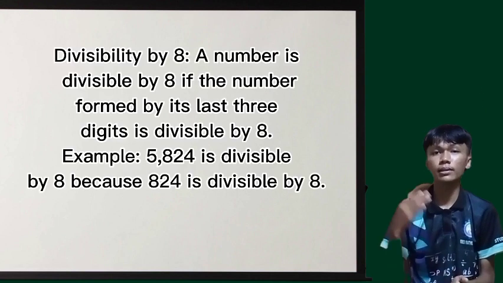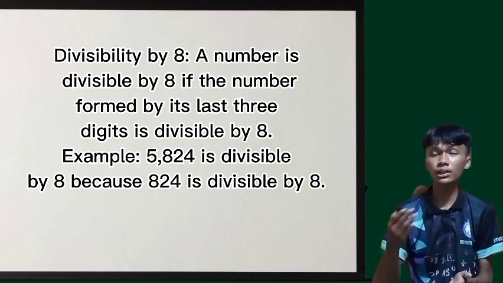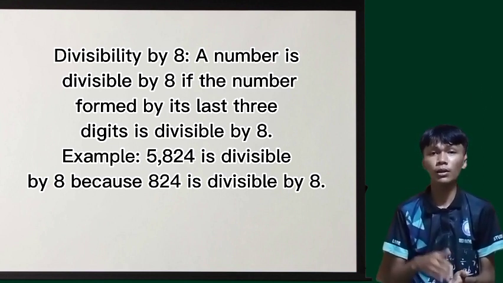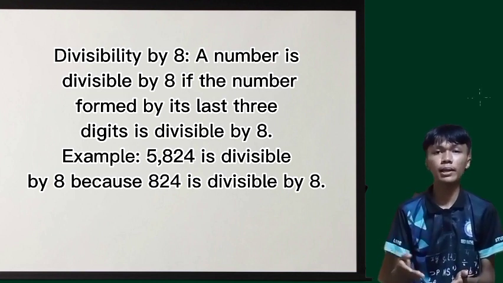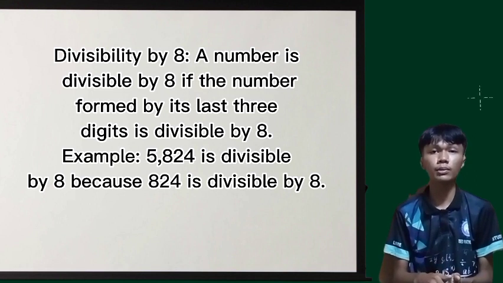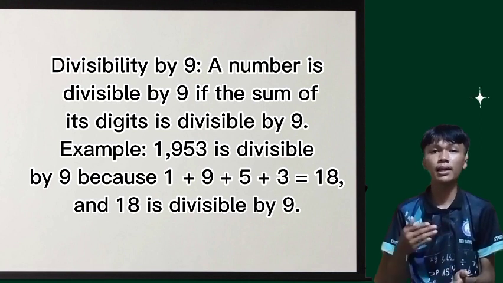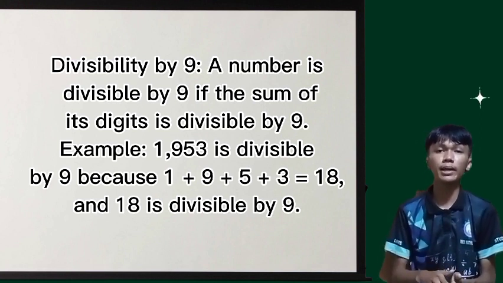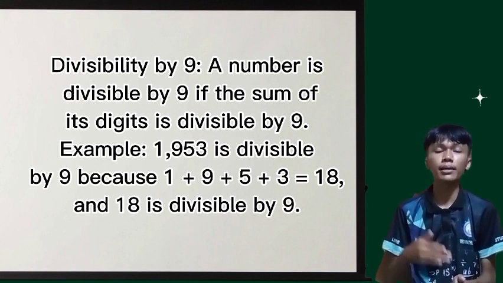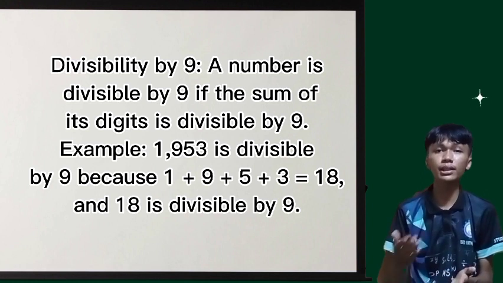Next is divisibility by 8. A number is divisible by 8 if the number formed by its last three digits is divisible by 8. Example, 5824 is divisible by 8 because the last three digits, 824, is divisible by 8. Next is divisibility by 9. A number is divisible by 9 if the sum of its digits is divisible by 9. Example, 1953 is divisible by 9 because 1 plus 9 plus 5 plus 3 equals 18, and 18 is divisible by 9.